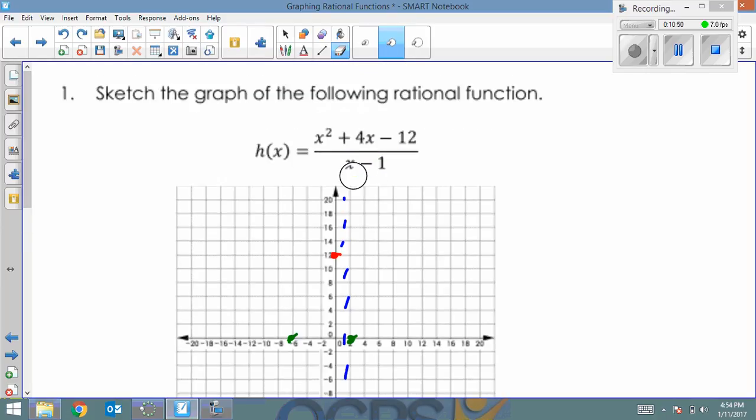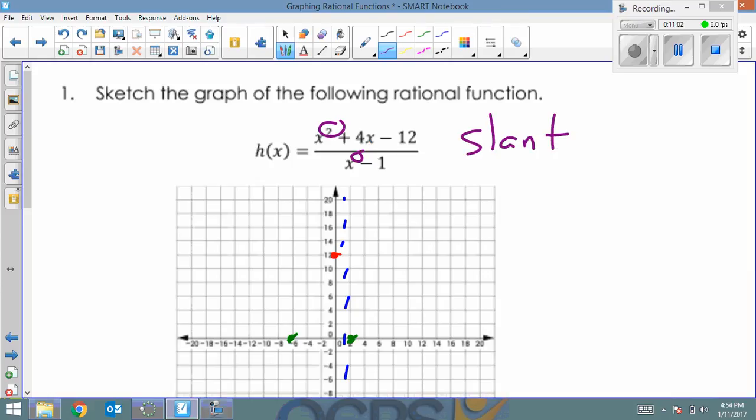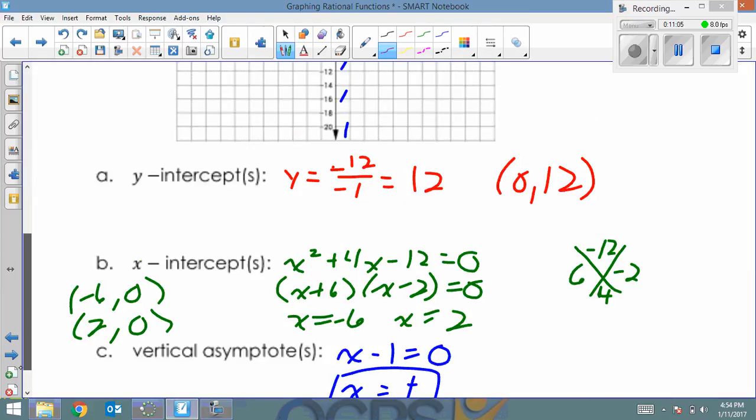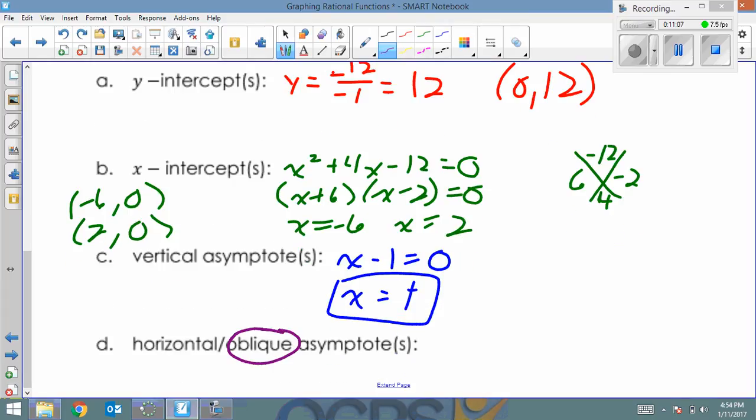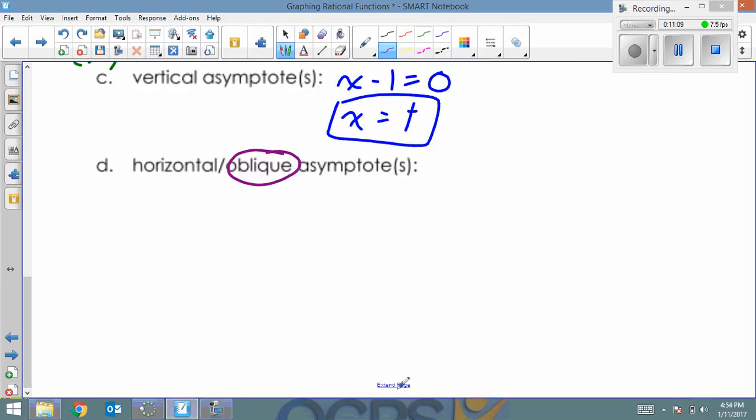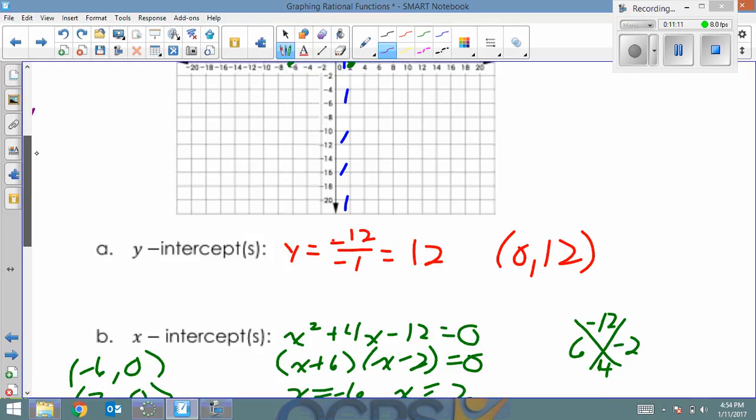And the last step is to figure out what type of asymptote we have. The degree of the top is 2, and the degree of the bottom is 1. So our numerator is bigger than our denominator, which means we have a slant asymptote, slant or oblique. To find it, we have to do long division, so I'm going to rewrite our rational function down here.